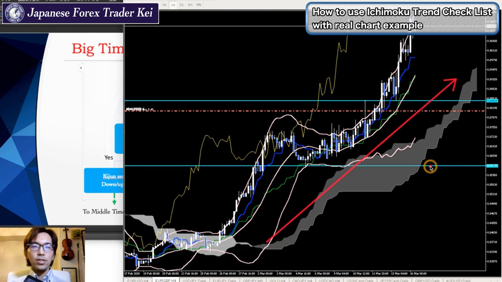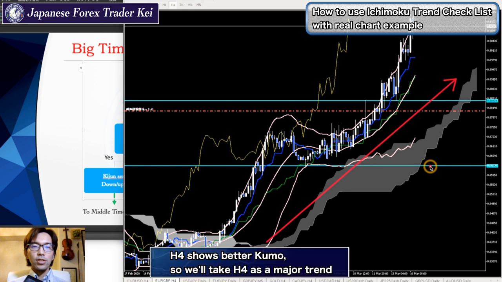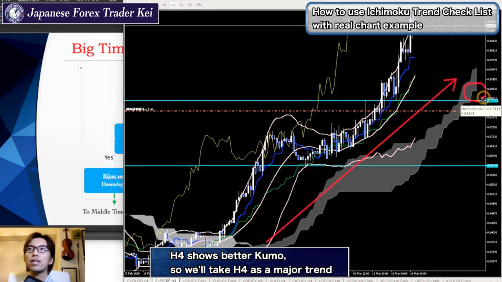So after confirming these points, you look at the Senkou Span B of the Kumo. When the Kumo is moving up, Senkou Span B is the lower part of the Kumo, and you look at the angle of this Senkou Span B, and you find it's horizontal. In this case, Senkou Span B right here is horizontal. This is not the confirmation for the uptrend. So there are more checklists here.